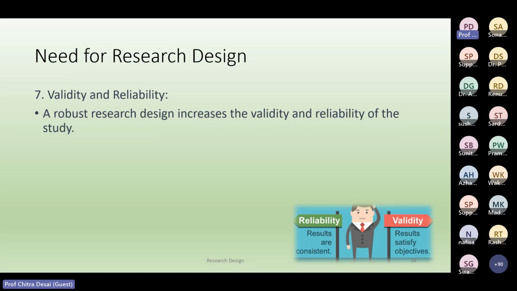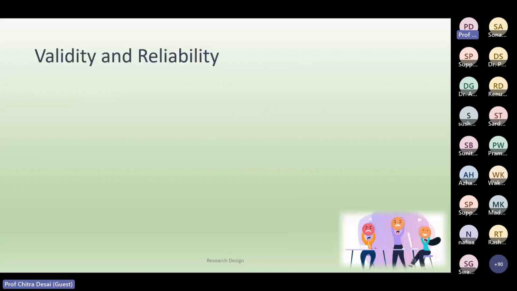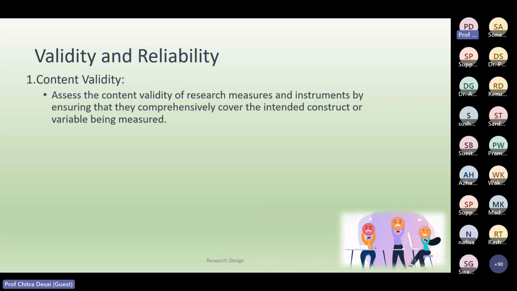So whenever we talk about research design and components like validity and reliability come into the picture, we need to see that our research design is so robust that it increases the validity and reliability of the study by incorporating appropriate methods and techniques. It will help you ensure that the findings accurately reflect the research objectives and are consistent and reproducible. Now, when it comes to validity, there are different types of validity.